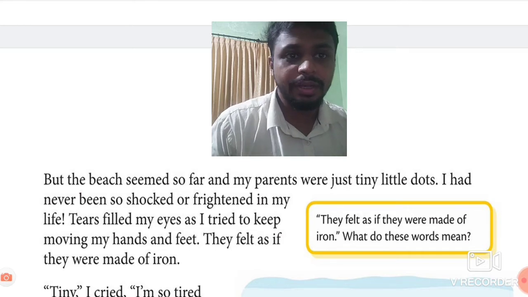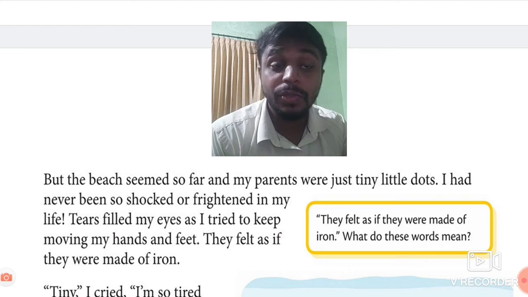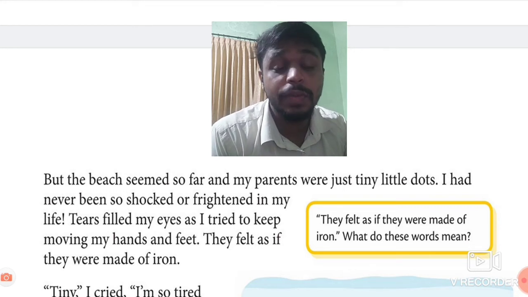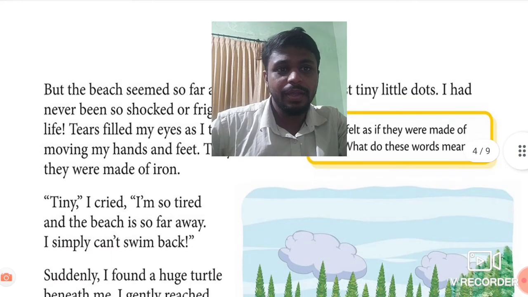Okay, there is a question here. "They felt as if they were made of iron." What do these words mean? These words mean that Manav couldn't move a little bit.